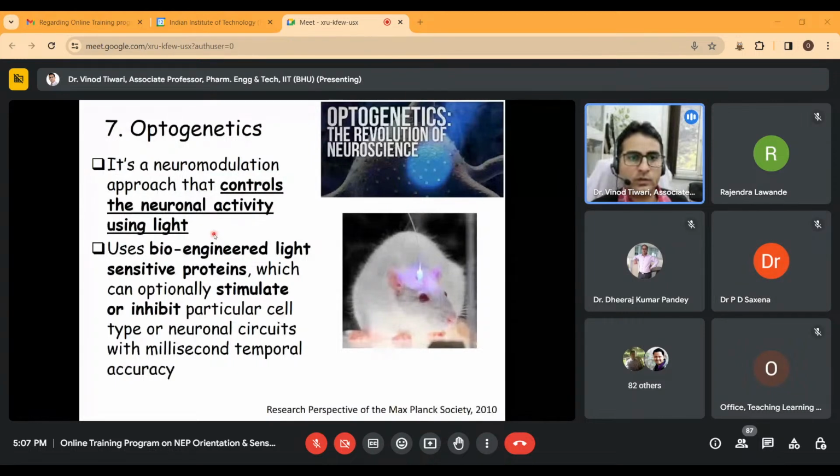So what is the most beautiful part of this technique? You might be thinking, why am I talking about this? You can activate or silence any neuron in any part of the brain, specifically.